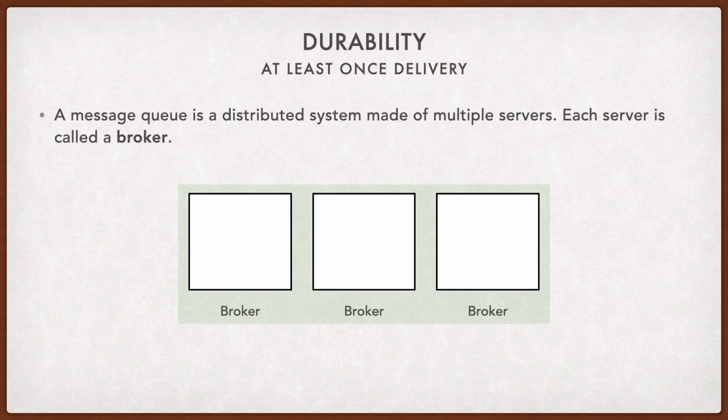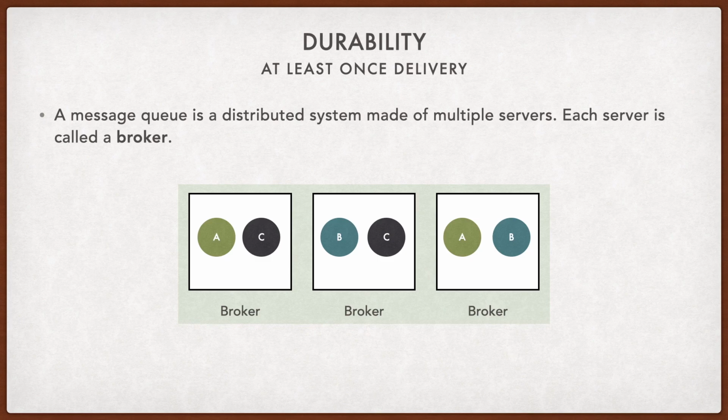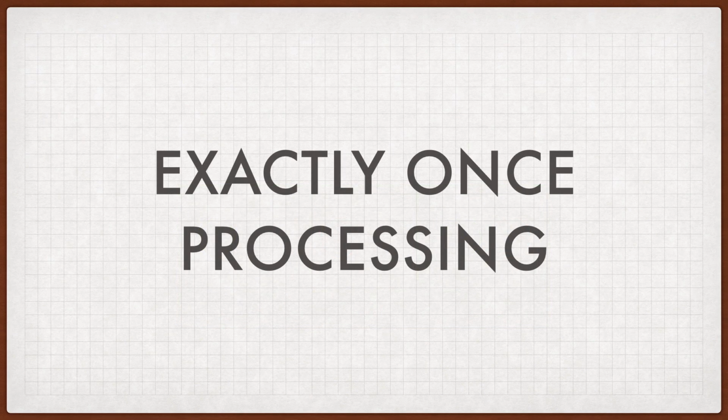Once a message is received, the message queue redundantly stores the message across multiple brokers for durability. This architecture enables at least once delivery guarantee for the messages that are sent to the queue. Exactly once processing.